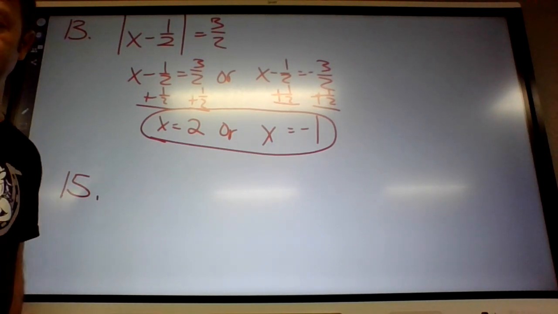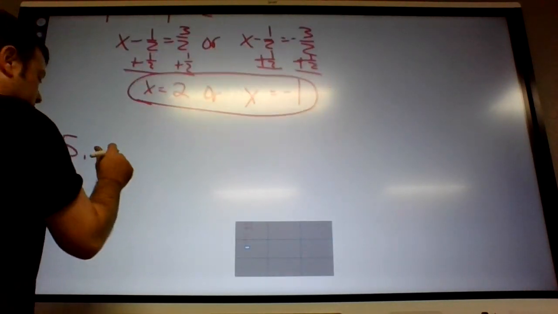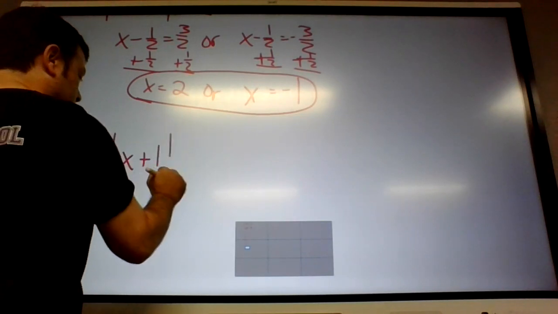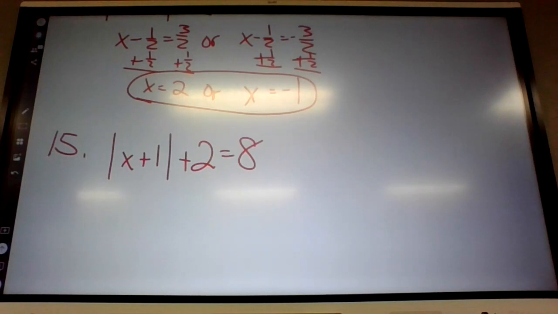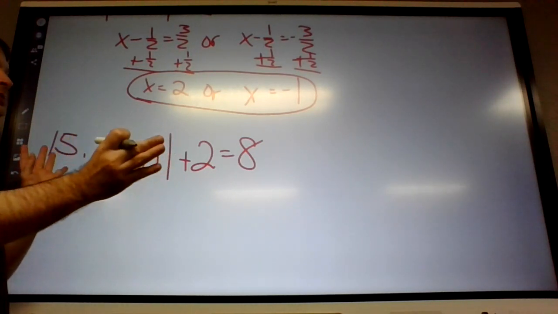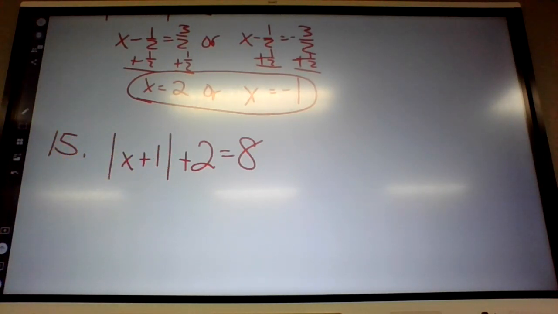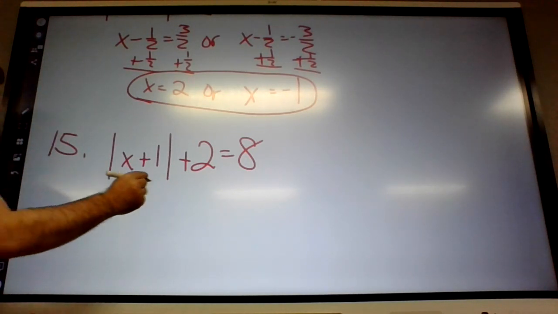15. It's plus 1 plus 2 plus 8. All right. So, goal number 1 is to get the absolute value by itself. And then step 2 is to split it up into 2 or statements. Okay, so AJ, what should we do first? Minus 2 on each side.